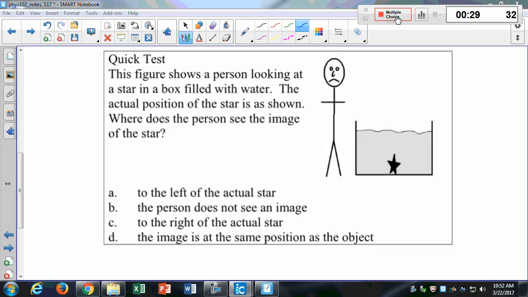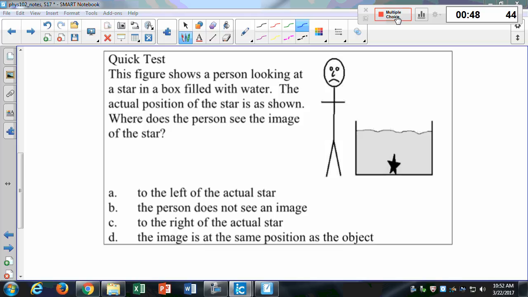This question always makes me sad, because of the guy. Like, I don't even know. I guess I was having a bad day when I wrote this. Doesn't he look sad? Your test will be much happier.